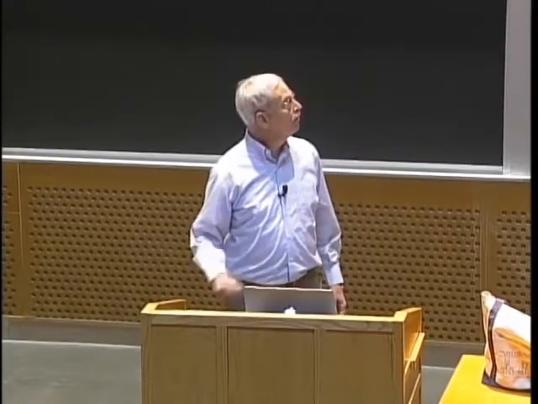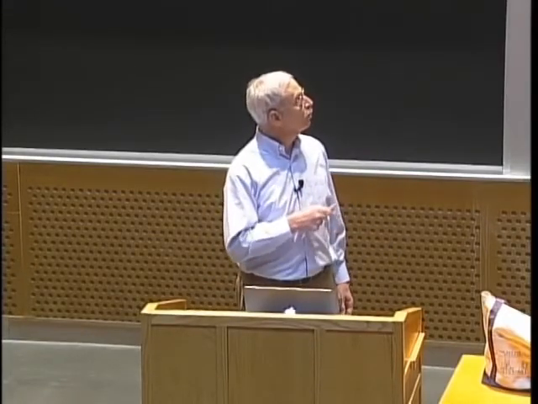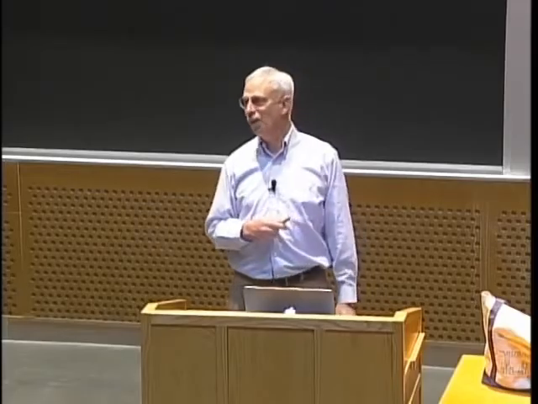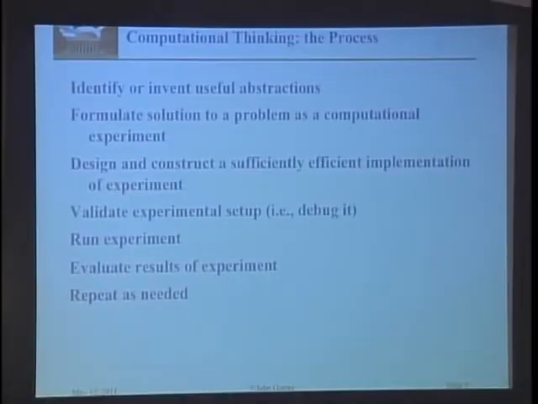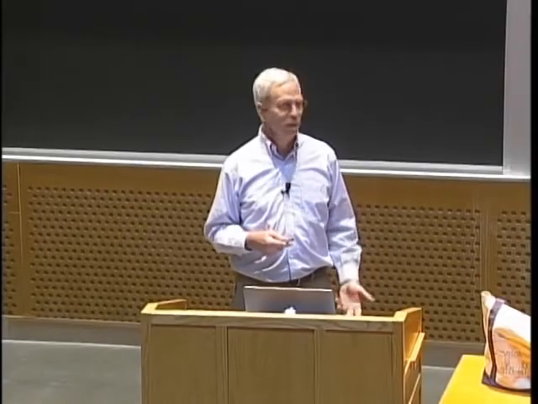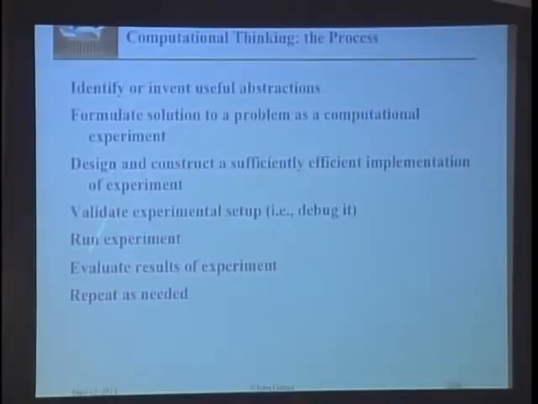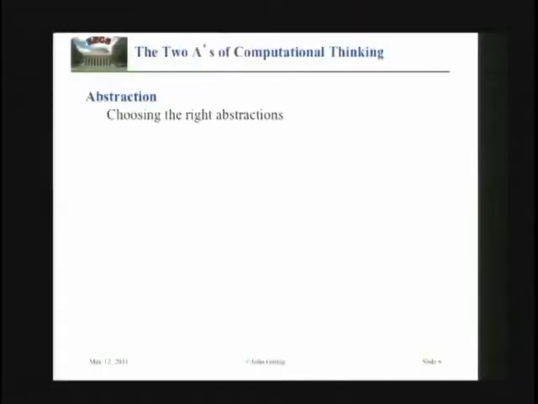And a lot of this, of course, is what you would have learned in your chemistry lab or your physics lab or the bio lab in designing any experiment. You have to go through a lot of these steps, and the difference is these are all computational experiments. So we think of there are two A's of computational thinking. There's abstraction. You have to choose the right abstraction.